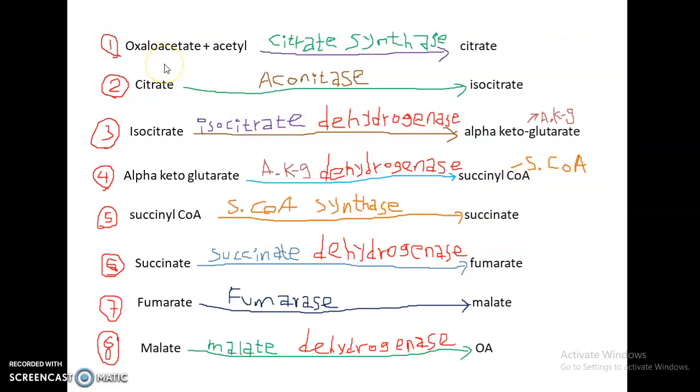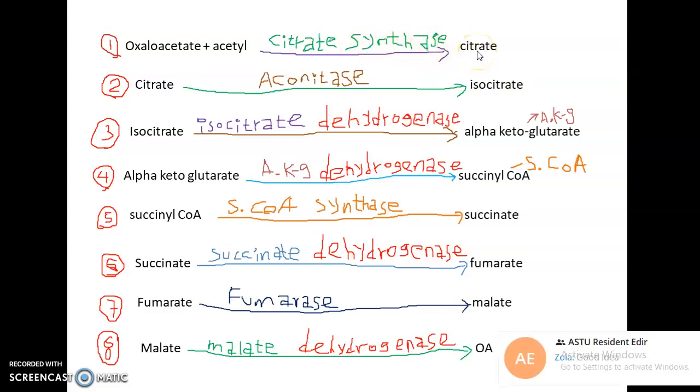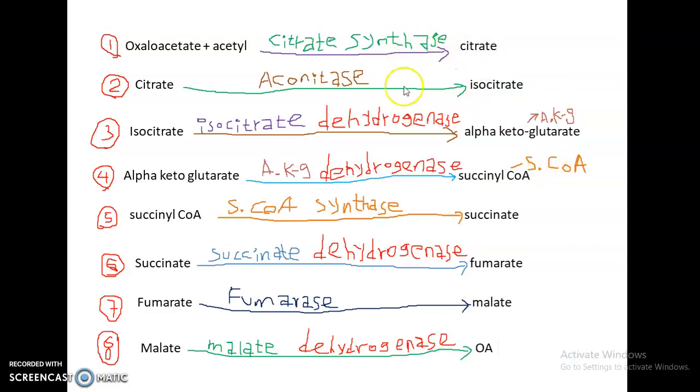Here, these are the enzymes in each of the steps. For example, when oxaloacetate and acetyl-CoA convert into citrate, the enzyme is called citrate synthase. It says synthase because what molecule is here? It is citrate. So synthase, from the name, means synthesizing. So the citrate molecule is being synthesized, so the name says synthase.